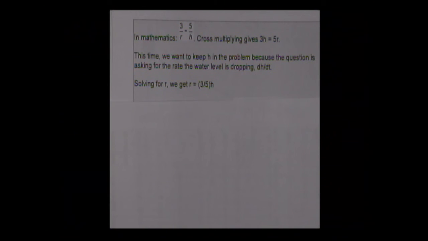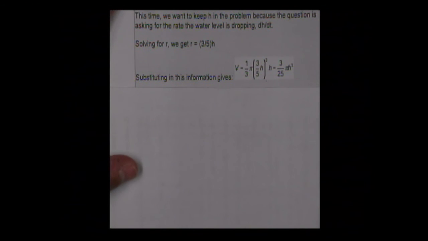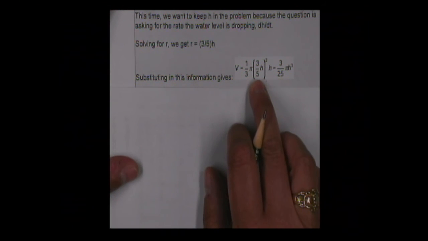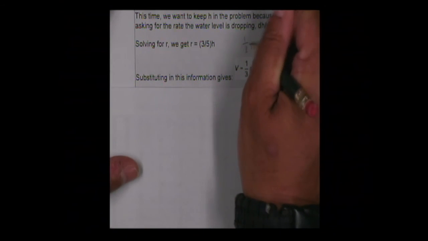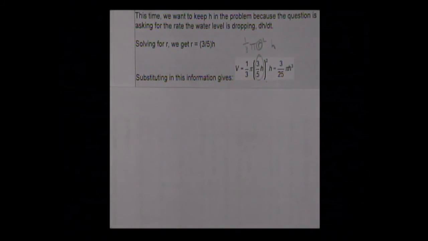And now the problem becomes identical to what we just did in the previous problem. It's the ratio part that sometimes gives students some trouble. So I put the 3/5 h in for the r. Remember, it was 1/3 pi r squared h. So that goes in for the r. Convince yourself of the math. Notice this is 1/3, and that would give me 9/25, hence the 3/25 that we have.